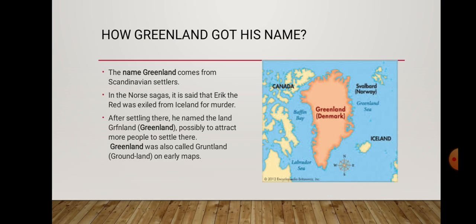And it is said that a person called Eric the Red was exiled from a different country, and he was exiled to Greenland, finally from Iceland to Greenland. So finally he settled there, and he gave the name Greenland. And in earlier maps, in olden days maps, Greenland is also called Gruntland, which means ground land.